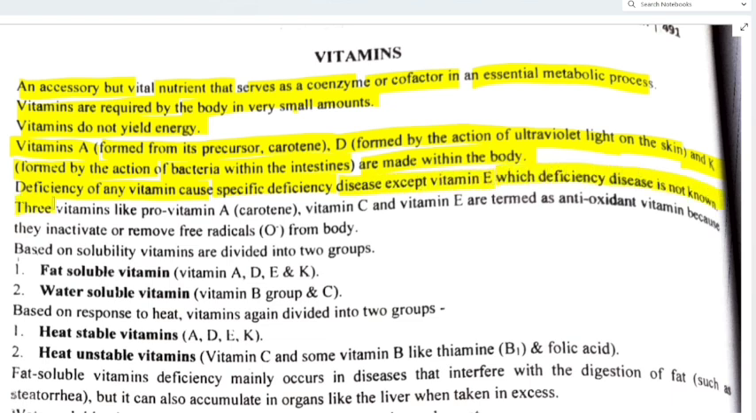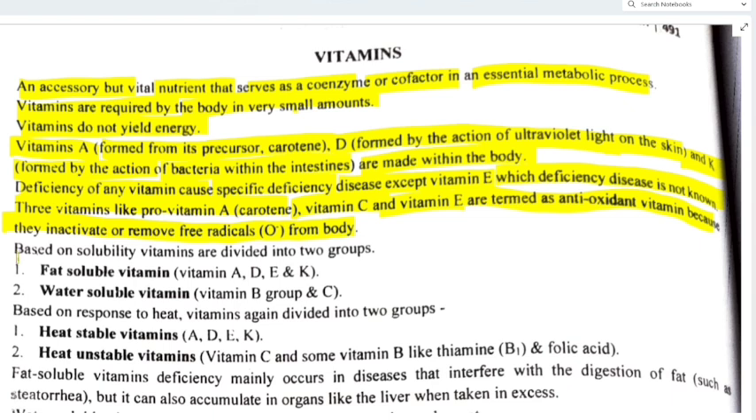Then three vitamins, provitamin A, that is also called carotene, vitamin C and vitamin E, are termed antioxidant vitamins because they inactivate or remove free radicals from the body. So which vitamins are antioxidant? That is provitamin A, vitamin C and vitamin E.